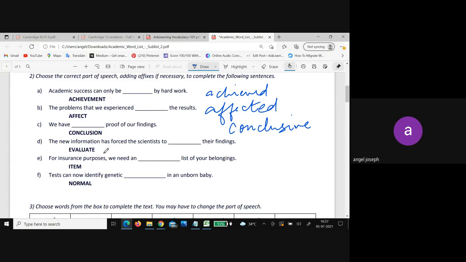The new information has forced the scientists to. This is simple, come on. What do you think? Even if the form doesn't change, say it. Evaluate. Yes. In this case, it will remain as evaluate. Okay. Thank God I gave that hint. So evaluate remains evaluate.